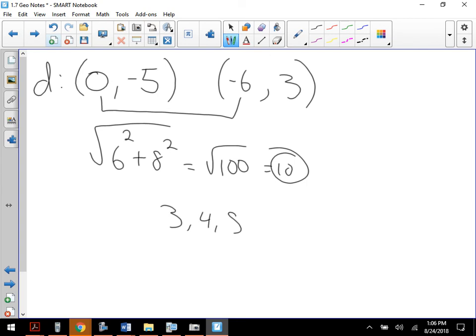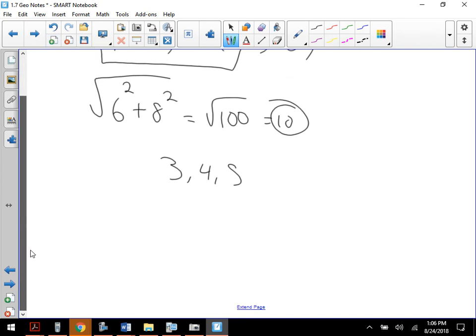very common one is what we call a 3, 4, 5 triangle. What's 3 squared? What's 4 squared? 9 and 16 is how much? 25. The square root of 25 is 5. So if I multiply all of these by the same number, like 2, what's 3 times 2? 8, 10. 6 squared plus 8 squared is 10 squared. These things come in really, really handy.